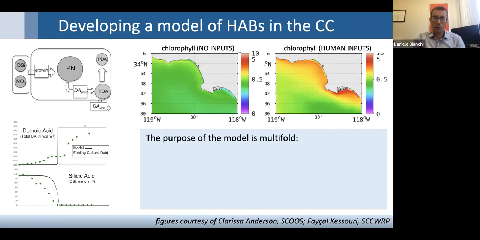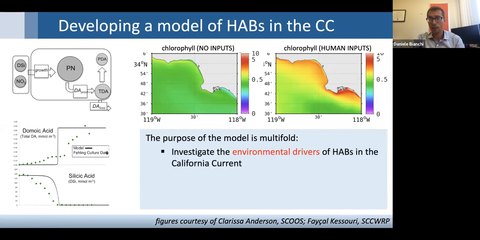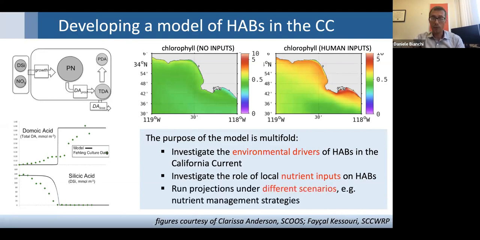And again, the purpose of this project is multifold. We want to investigate the drivers, the natural and human drivers of these types of blooms in the California current. In particular, we want to look at the role of nutrient inputs. We know that availability of nitrogen nutrients compared to silicon can affect the production of domoic acid, can in fact facilitate the production of this toxin. And we know that in our model, nutrient inputs are extremely important in driving the biomass of phytoplankton. And finally, we can use the model to also do different scenarios, for example, the effect of different nutrient management strategies like the ones that Faisal has already discussed.